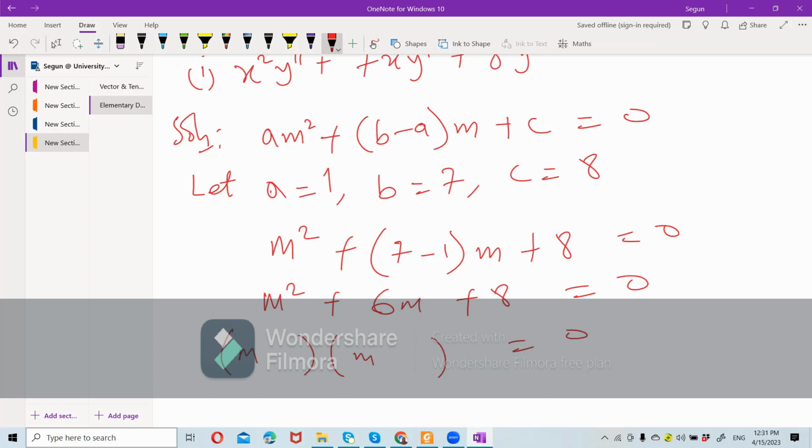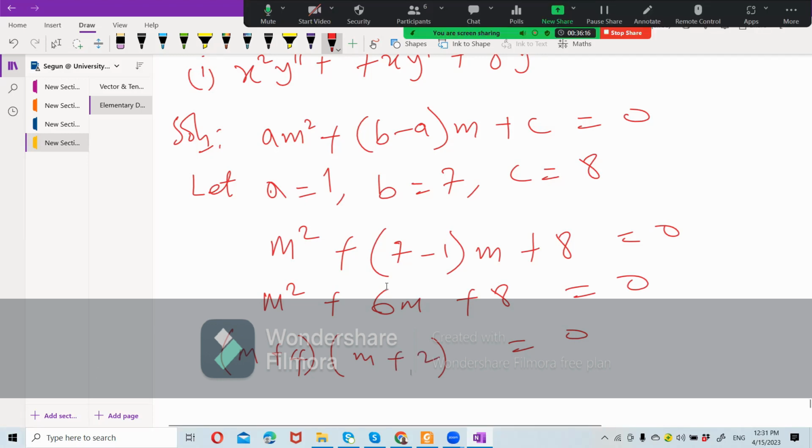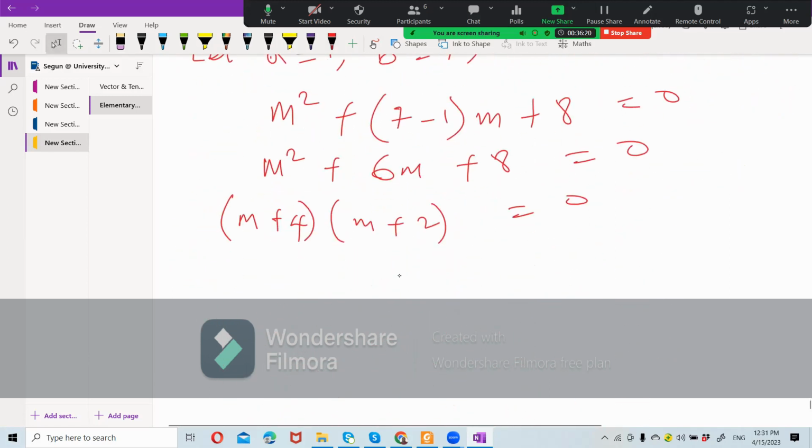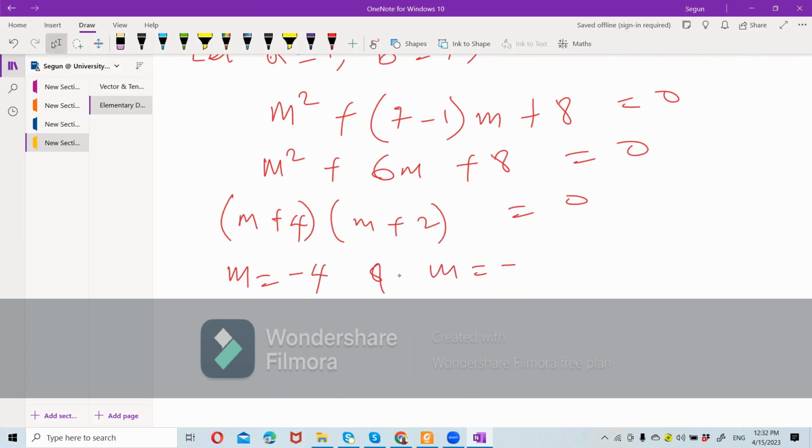Anything you multiply together that will give you 8, and you add it together, it will give you 6. 2 and 4, plus 4 plus 2. That's the trick you use for factorization. Now, when you get your m in each case, m here is equals to -4, and m here is equals to -2.